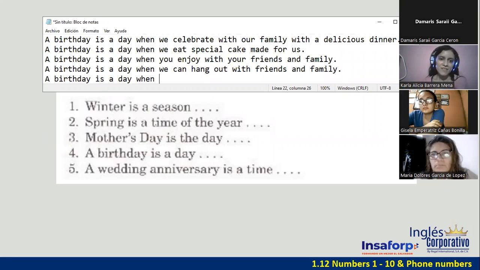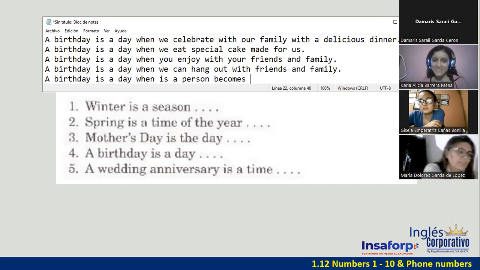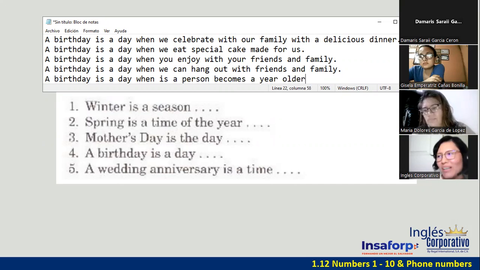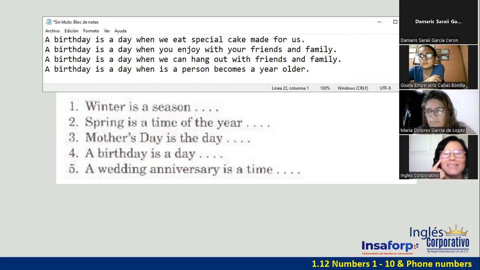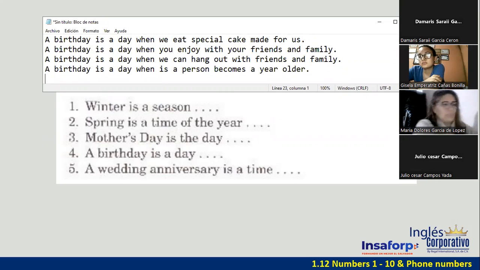When a person becomes a year older. Se convierte, becomes a year older. Muy bien. That's true. Sad. Okay, that's the saddest part, right? I love the cake, I love the music, I love the company, etc. But the saddest part is that you become a year older.